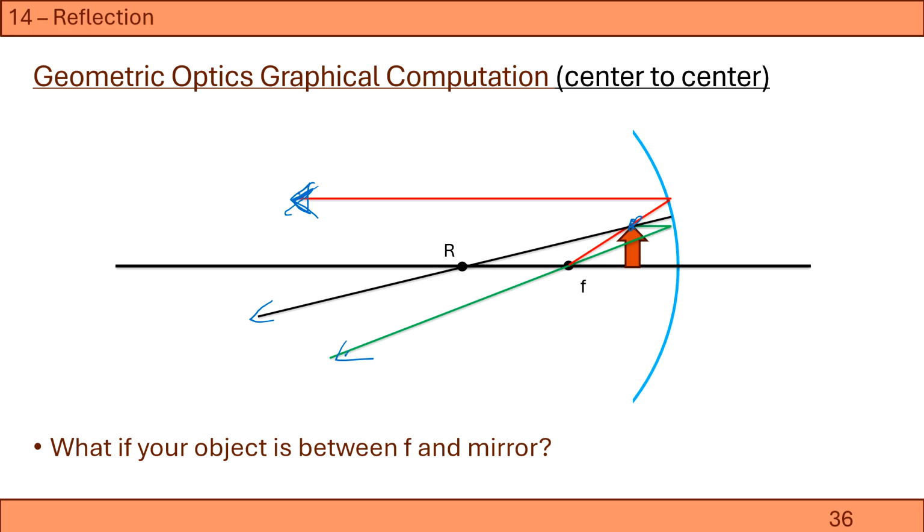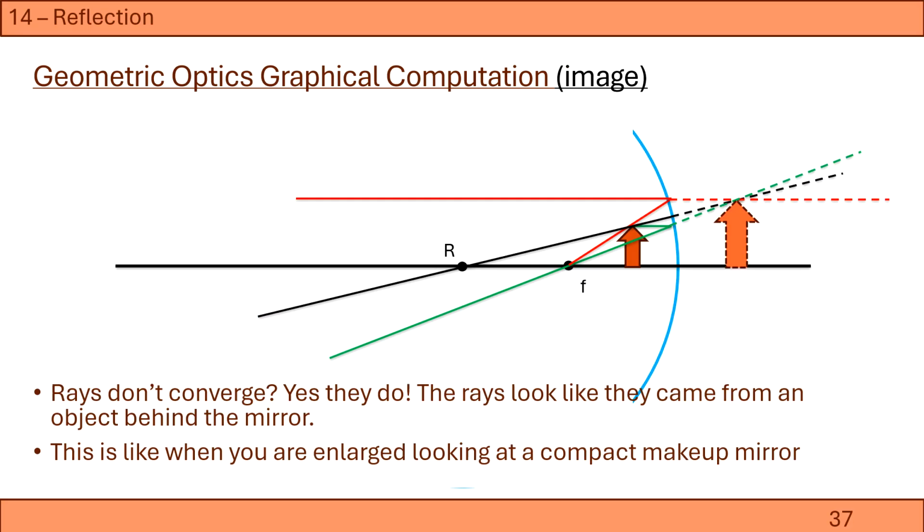Where would it all come back and look like it's from? Light has no memory, so my brain, or my eyes, I should say, only perceive these to have been coming from one point. And so they look like all these light rays came from a place behind the mirror. We know that the light can't really be there, but that's what it looks like.